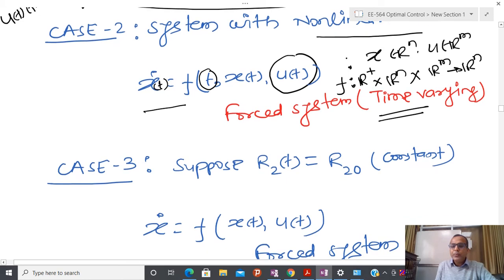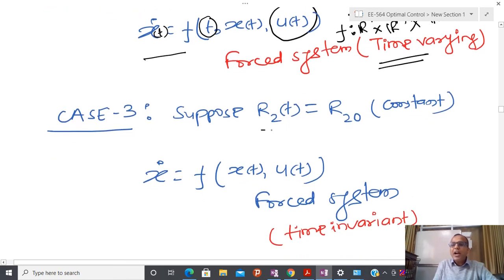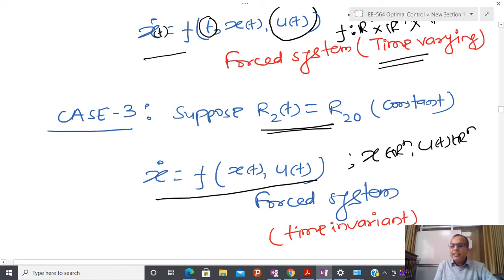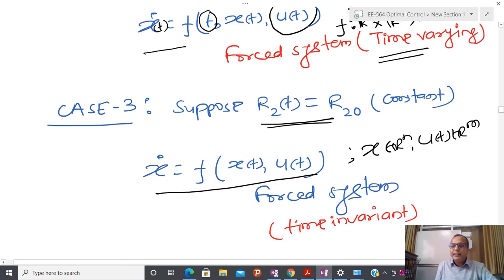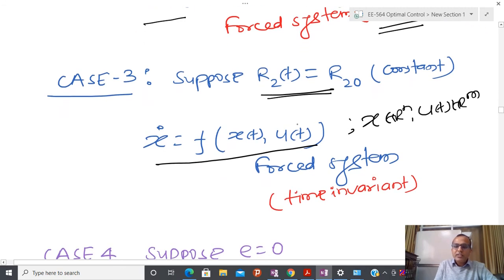Now what you can do is replace R2 by some kind of constant resistance. Then automatically this explicit dependency on t no longer comes into the picture. And after that I have this kind of differential equation, and again x belongs to Rn. Now you are able to understand the meaning of Rn, and this is Rm. And this system is called a forced system because a forcing function is here, and this is time invariant, meaning explicit dependency on time is not present here.